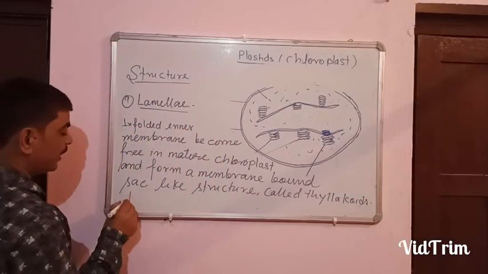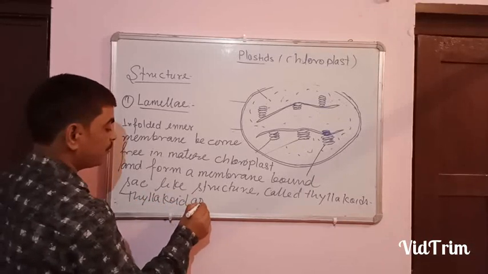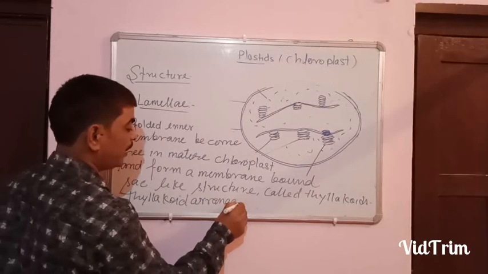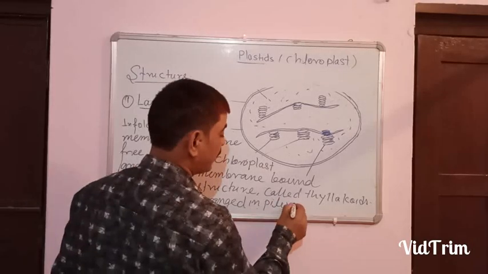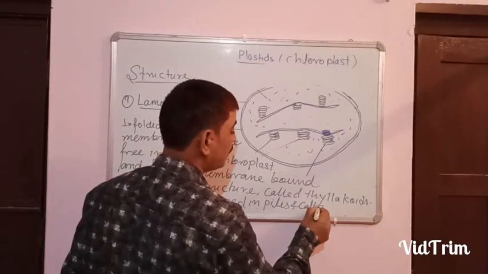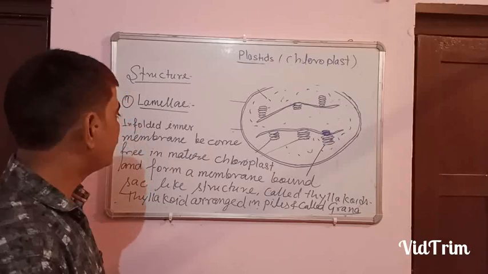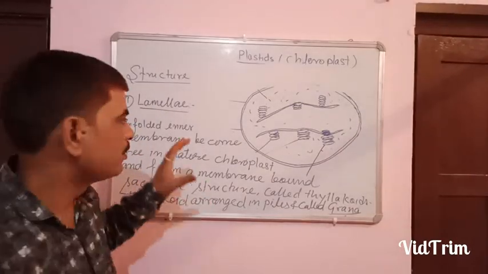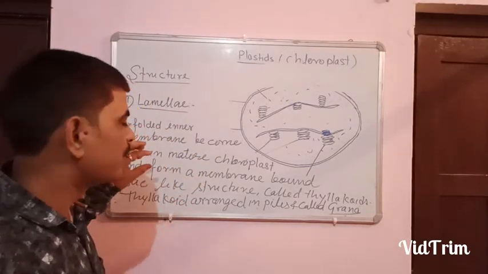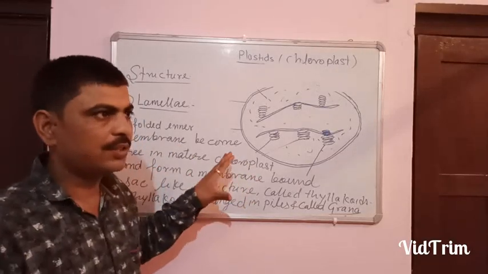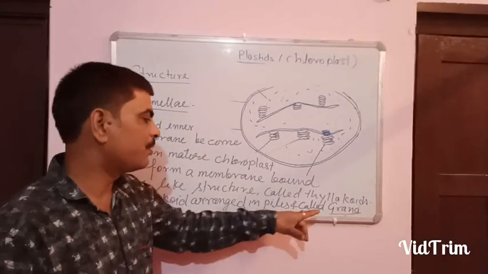Okay, thylakoids are arranged in piles, heaps, and called grana. What are they called? Grana. Okay. So this is one part of the chloroplast. The inner membrane folds and becomes free in mature chloroplast, and this fold is converted into an oval sac-like structure. These sac-like structures are called thylakoids, and these thylakoids are arranged in piles and form the grana.